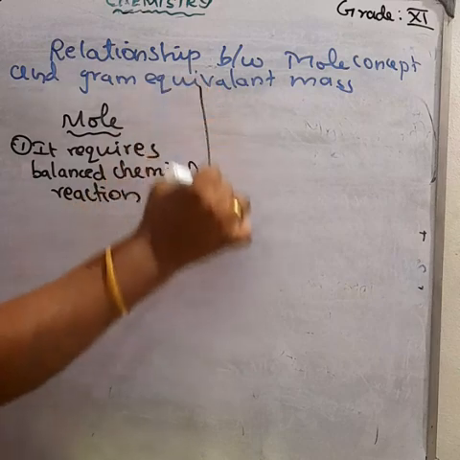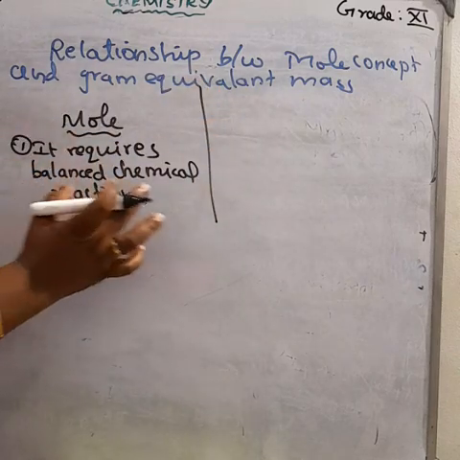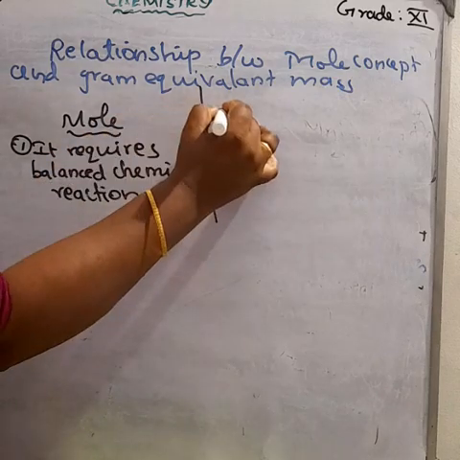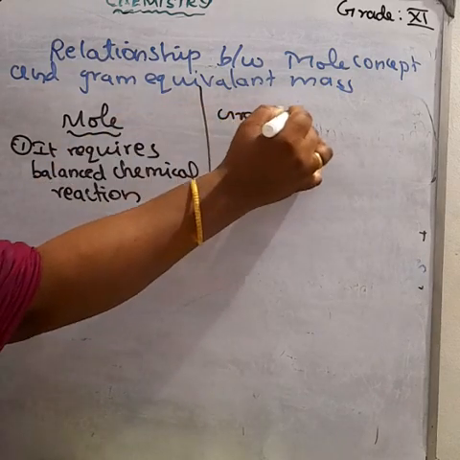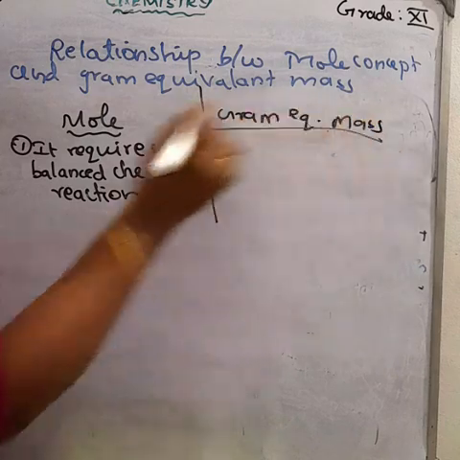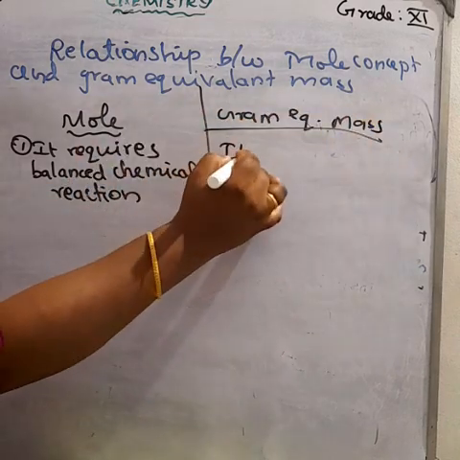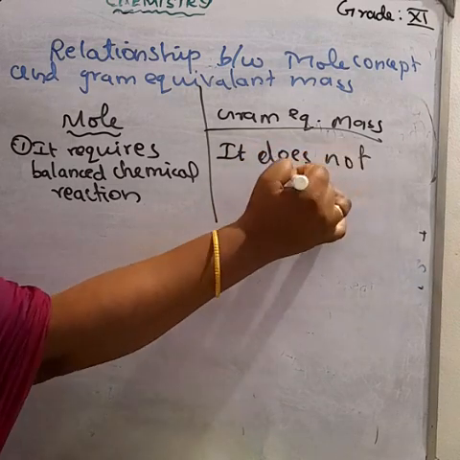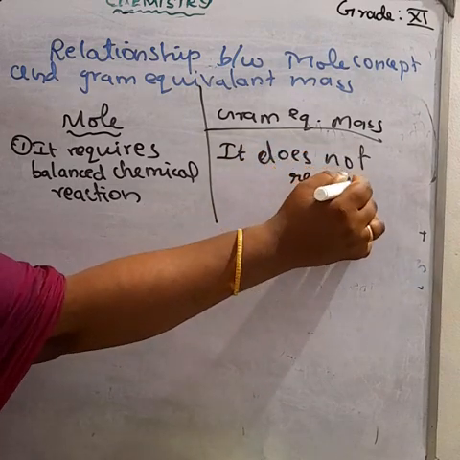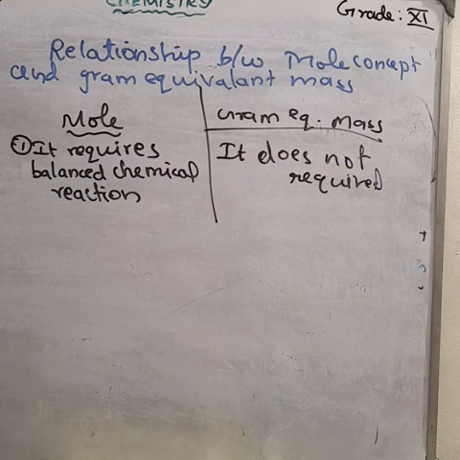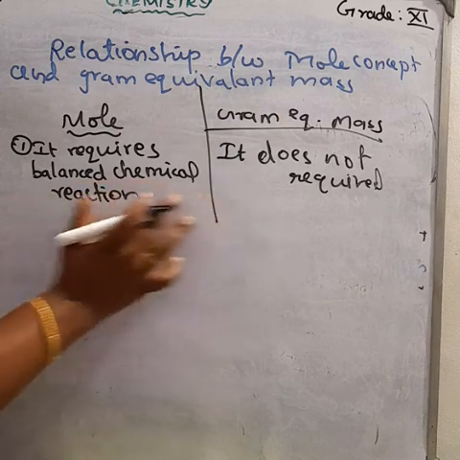The mole concept requires the balanced chemical reaction, the reactant side and product side. But as per gram equivalent mass, it does not require the balanced chemical equation. It does not require the balanced reaction, only the gram equivalent mass.